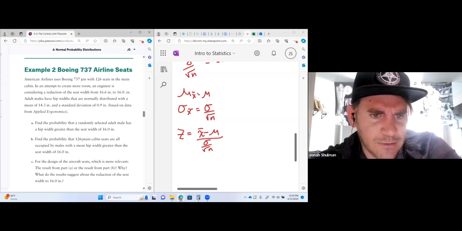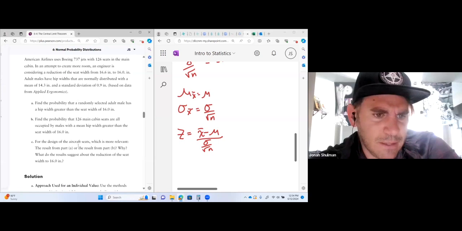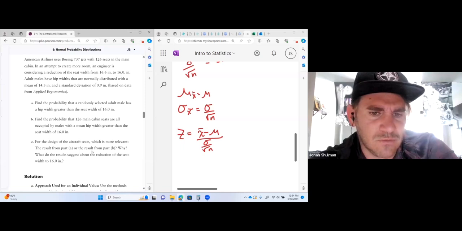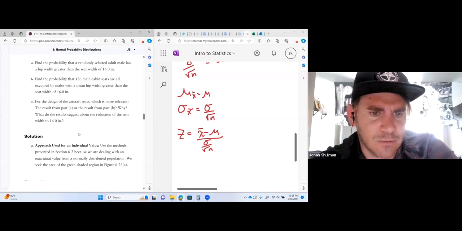Find the probability that 126 main cabin seats are all occupied with males with a mean hip width greater than this. Like, what are the chances that it's one? What are the chances that it's all of them? And then for the aircraft seats, which part is more relevant: the results from part A or the results from part B, and why? Is it more important that it's just one person's missing or everybody?